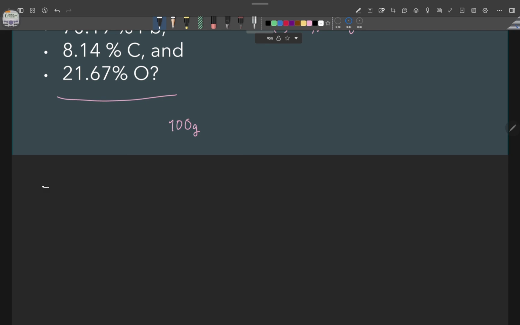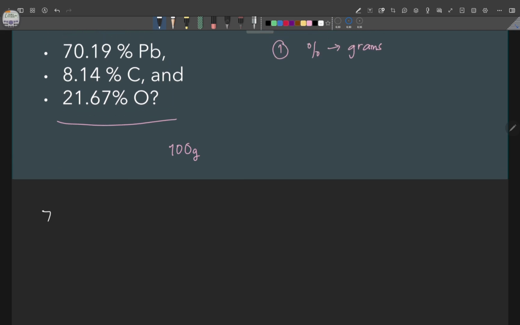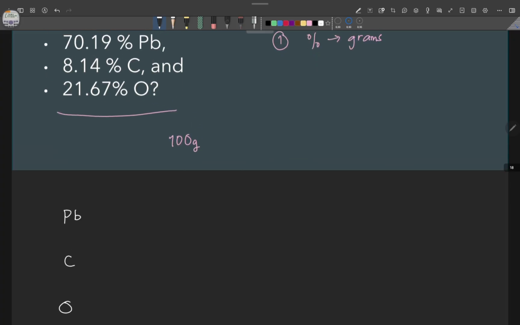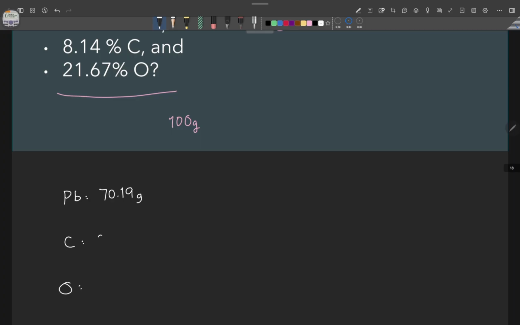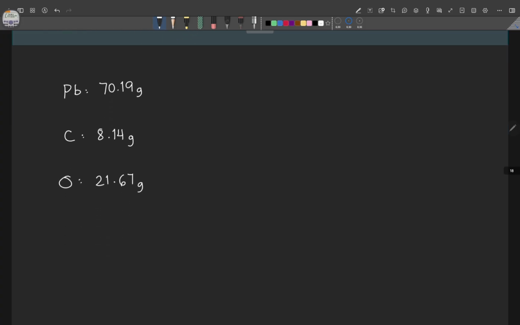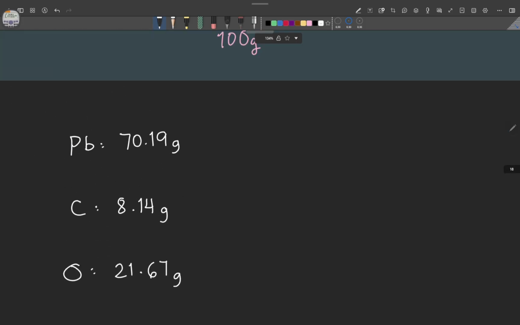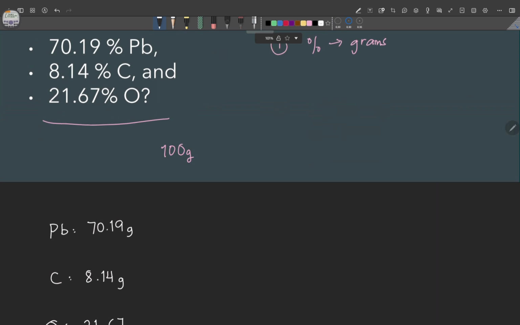So basically, that will be Pb, carbon, and oxygen. So that will be equal to 70.19 grams, 8.14 grams, and 21.67 grams. Okay, then we convert these grams to mole.